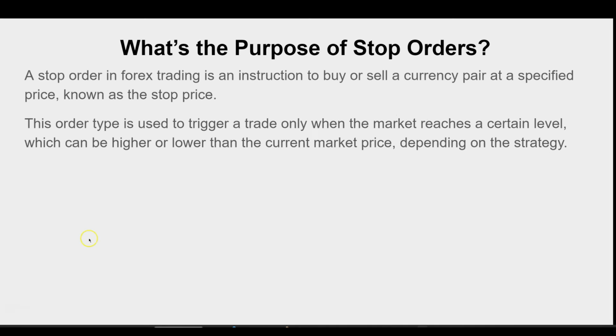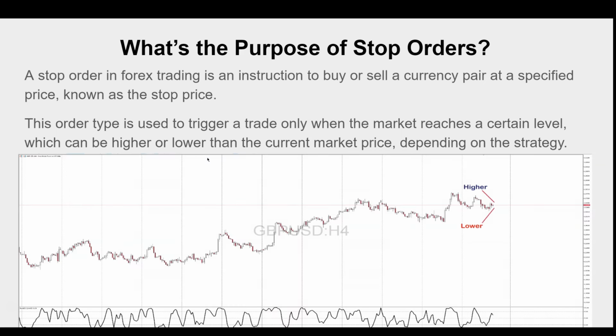Let's do it. Now, the first thing we would like to ask ourselves is, what's the purpose of stop orders? A stop order in Forex trading is an instruction to buy or sell a currency pair at a specified price, known as a stop price. This order type is used to trigger a trade only when the market reaches a certain level, which can be higher or lower than the current market price. Depending on the strategy that you trade, price can either be higher or lower than the current market price when you decide to enter the trade.